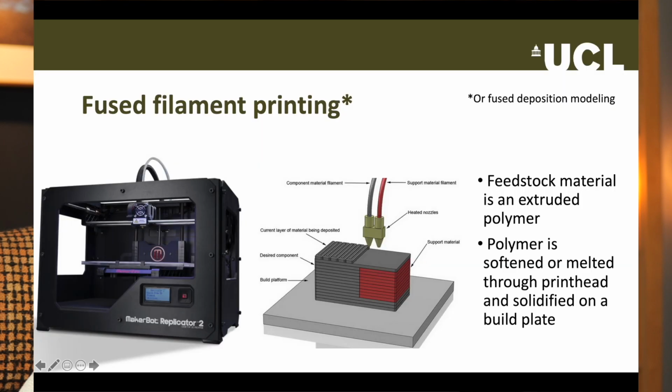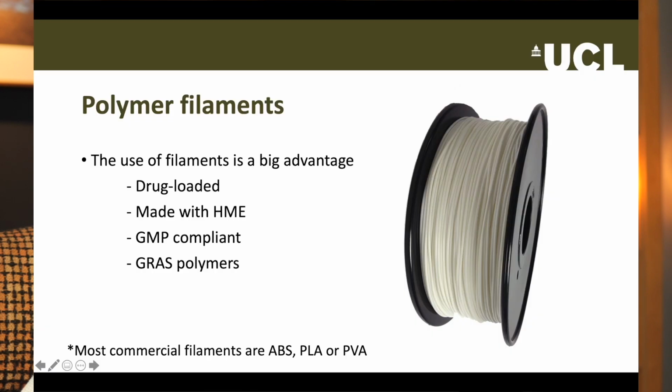Although it's used commercially, powder bed printers are expensive, so most research labs use cheaper technologies. The most common type of 3D printer, and you may have seen one in our labs or have one at home, is fused-filament printing. In a fused-filament 3D printer, the feedstock material is an extruded polymer, much like a thin piece of string. You can buy them on spools in a range of colours and made of various polymers.